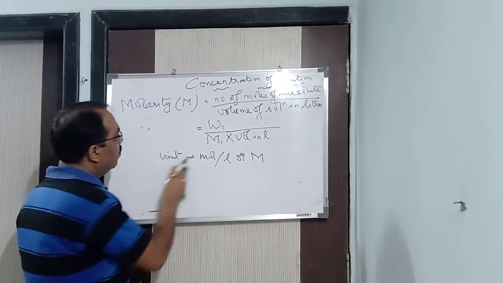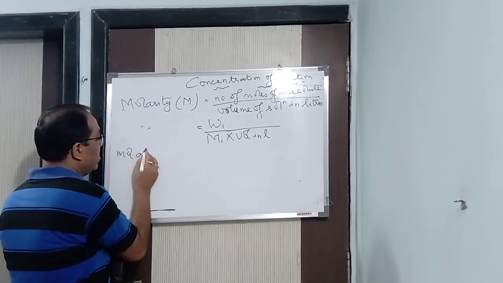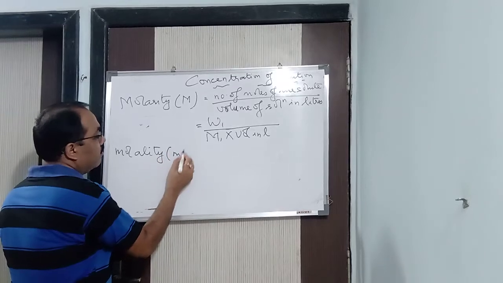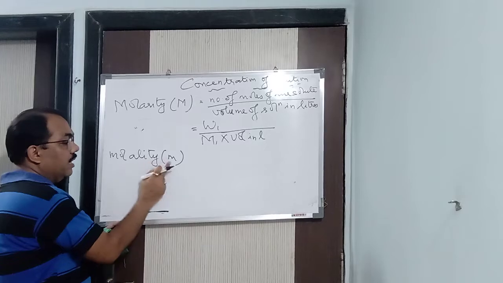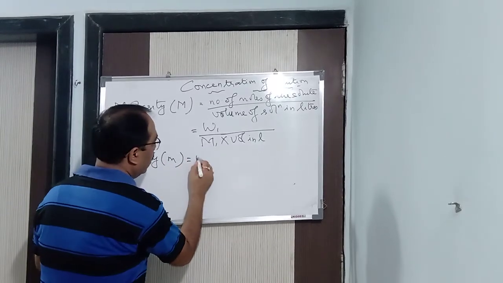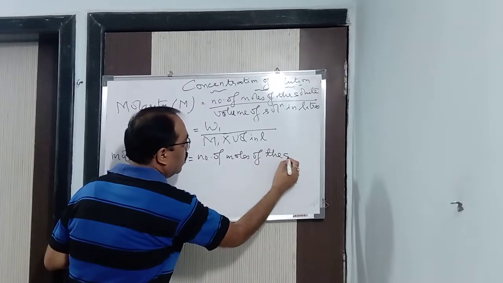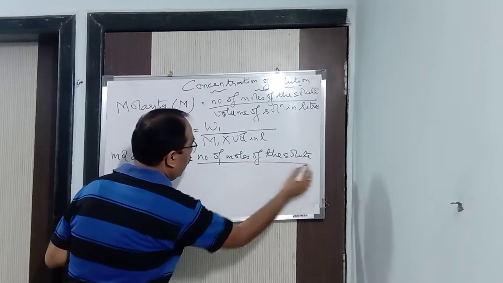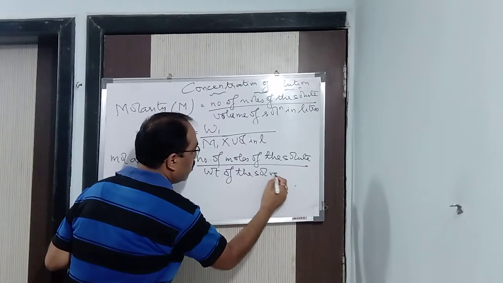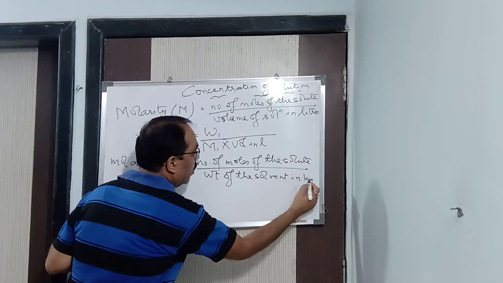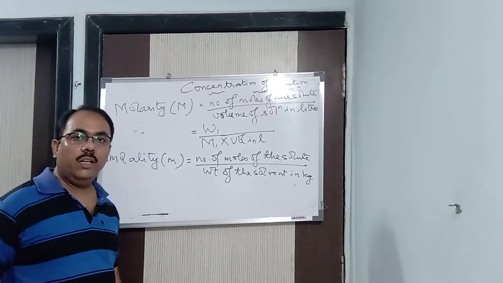In this way, you got to know about molarity. Next, we'll see molality. Be careful of the spelling. Molality is denoted by small m. Molarity is capital M, molality is small m. What is the definition or formula? Number of moles of the solute by weight of the solvent in kg.